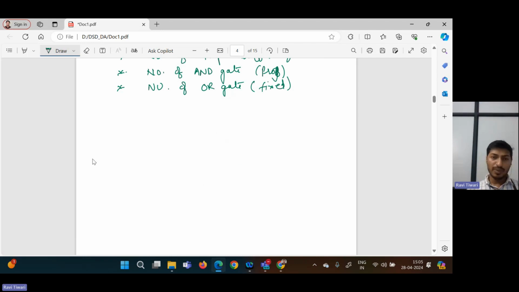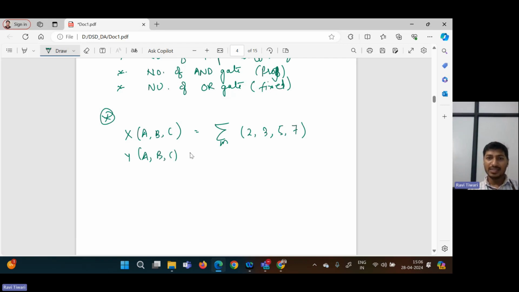Now, we start with some numerical. For example, we get some numerical value like we have X in terms of A, B, C, and the summation M is given by 2, 3, 5, and 7. And we have Y equals A, B, C, and the summation value is given as 0, 1, and 5. And this is the third output, that is Z. It's also in ABC terms, and it is given by the SOP form of 0, 2, 3, and 5.